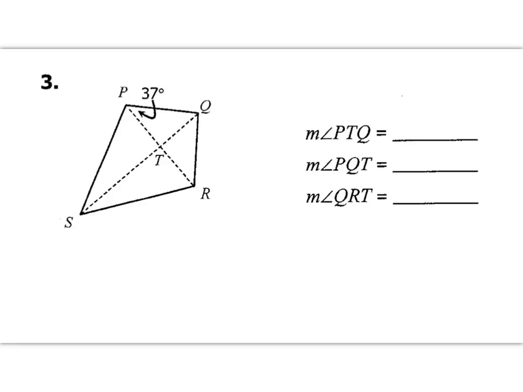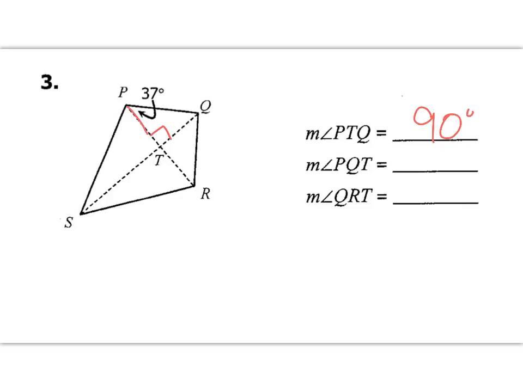All right, we're also given in number 3, this quadrilateral is a kite. We're given that this angle right here is 37, and we want to find all these missing angles. Let's first start with the measure of angle PTQ. Because this is a kite, we know that the diagonals are perpendicular, so PTQ is a 90-degree angle. It's a right angle. Therefore, the measure of PTQ is 90 degrees.